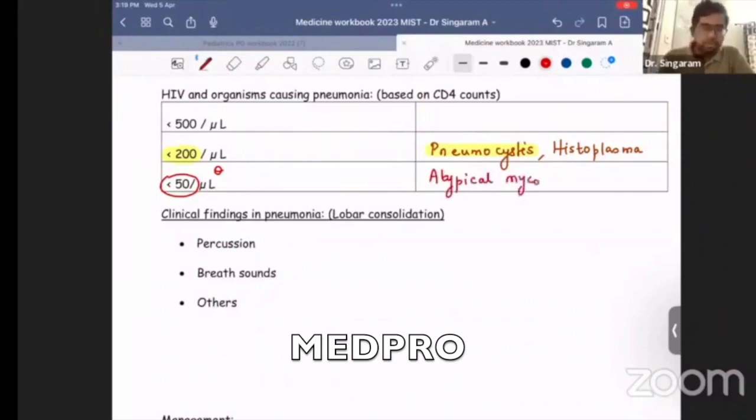Sorry, mycobacteria. I think some of the app, the message is not getting delivered properly.